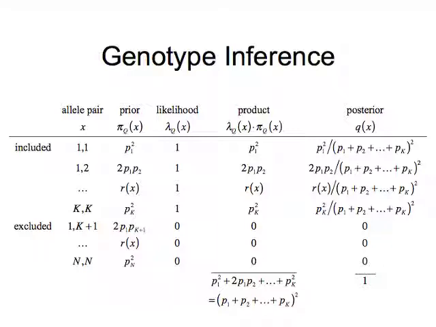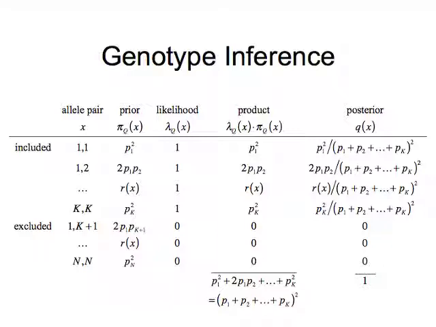The fourth column is the product of the likelihood and the prior. And here, which you can easily do on a spreadsheet, we multiply together column 2, which is the prior, times column 3, which is the likelihood. Multiplying them together, we essentially select out those included allele pairs, multiplying them by 1, and zero out the excluded allele pairs. So now we have the product p1 squared, 2 p1 p2, and so on, with those allele pairs that are excluded receiving a probability of 0.